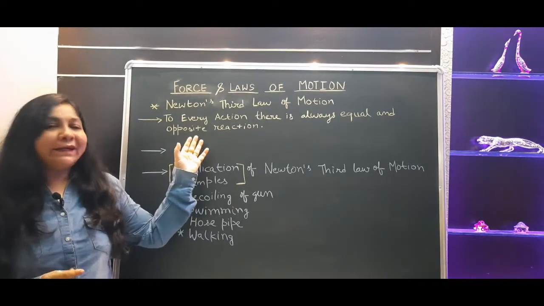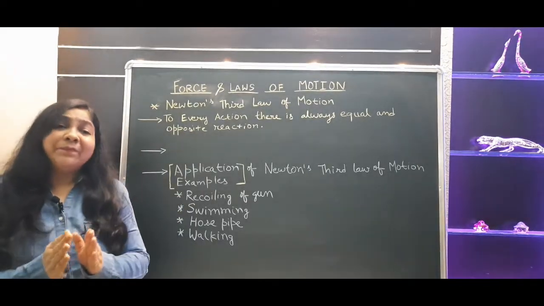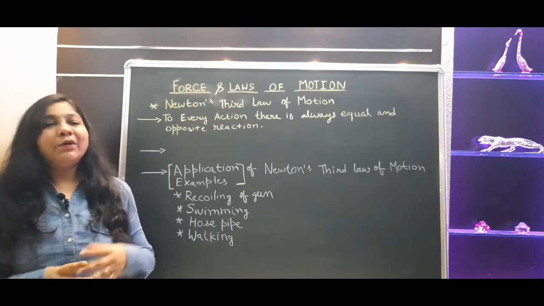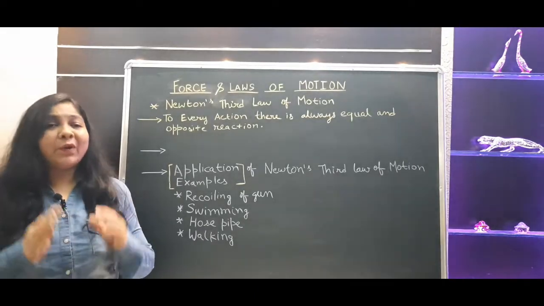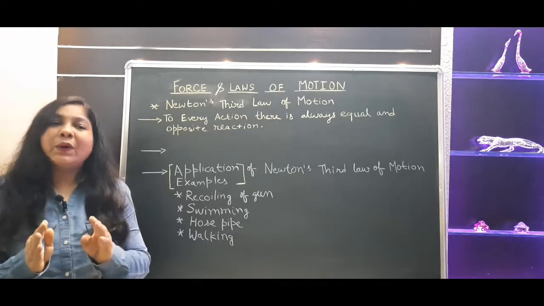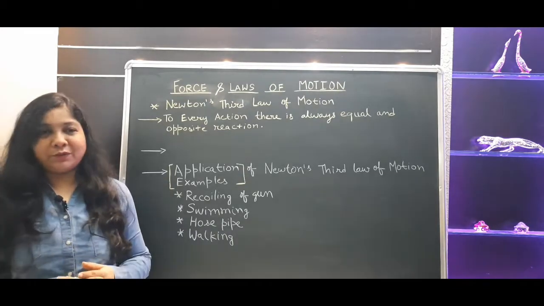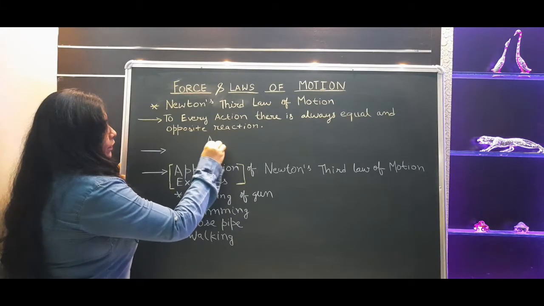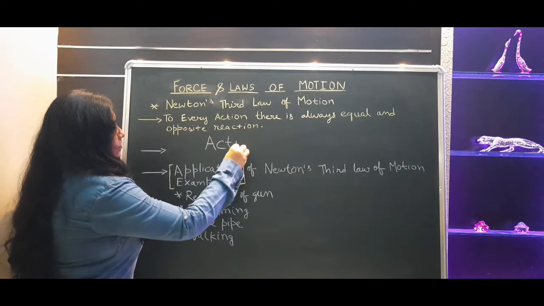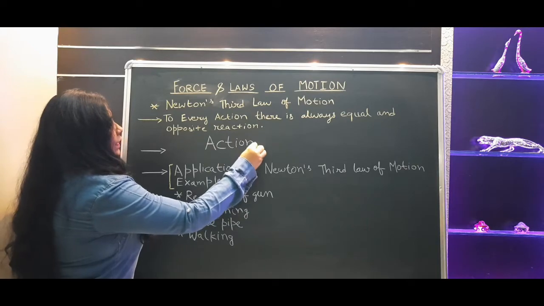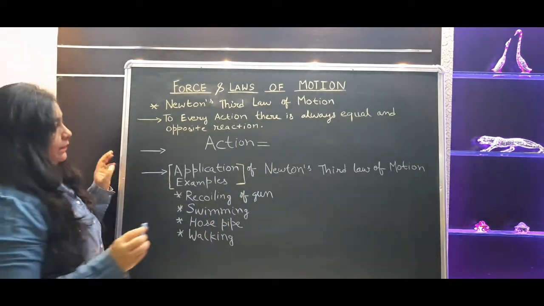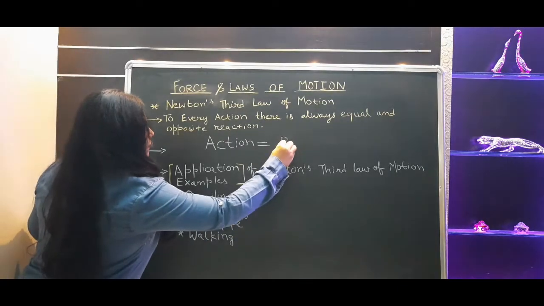As you can see here, it is written: to every action there is always an equal and opposite reaction. Whatever action we perform, accordingly there will always be an equal and opposite reaction also. In short, in simple words, you can write it like this also: to every action, whatever action we are performing here, is equal to the opposite reaction. So this is the reaction here.